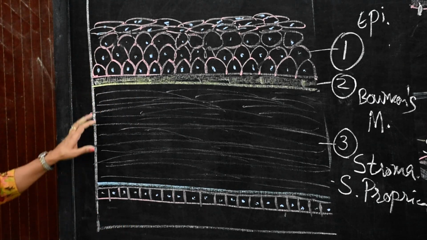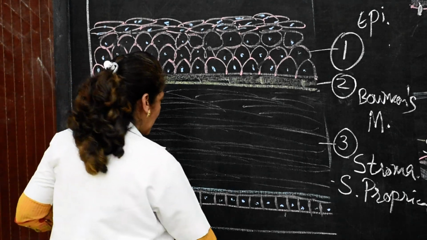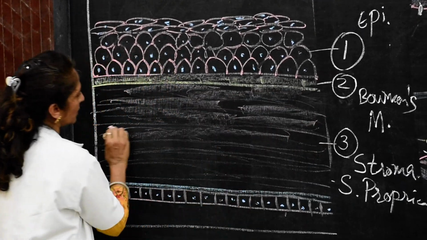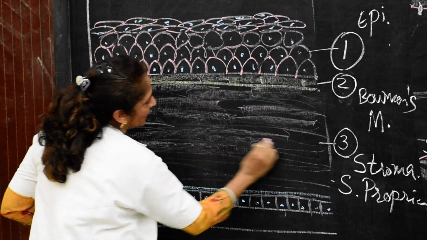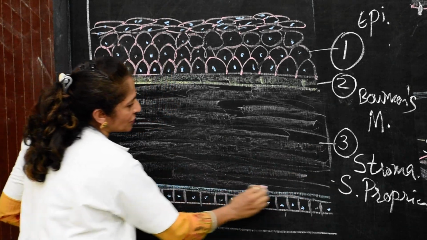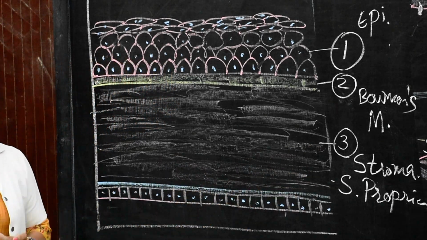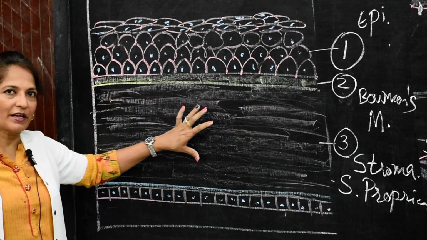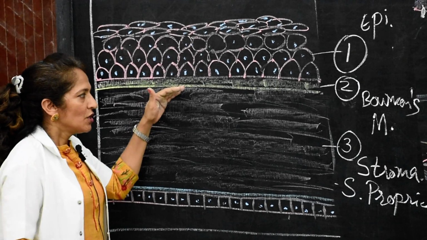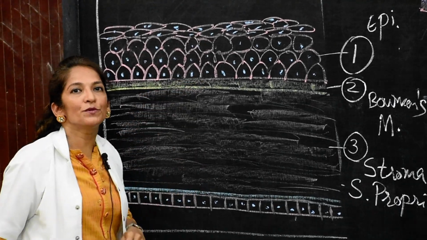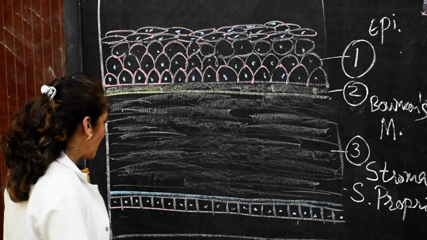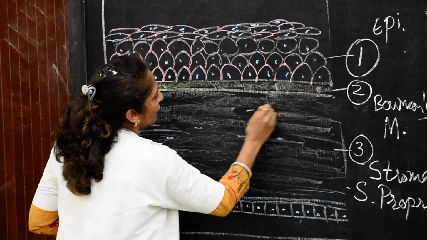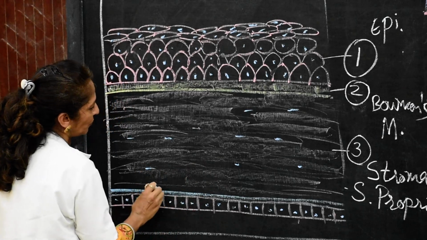It is made up of 50 to 60 layers of collagen fiber bundles. Collagen fiber bundles that are arranged in a highly regular manner. The arrangement of these collagen fibers is highly regular so that it gives transparency to the cornea. In between the bundles, nuclei of a few fibroblasts are also present.